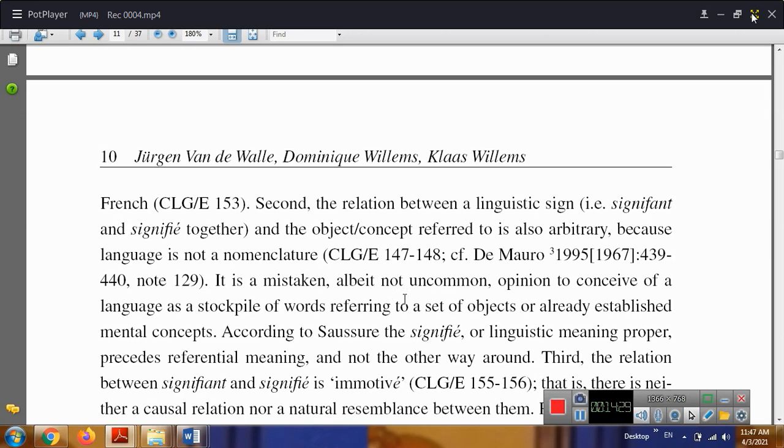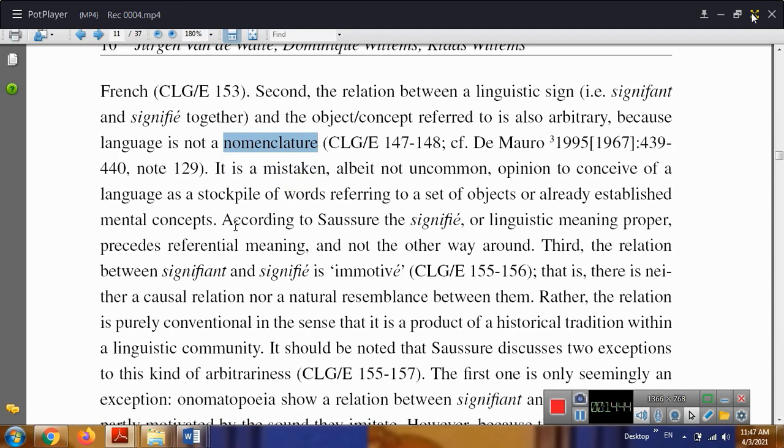It is a mistaken, albeit not uncommon, opinion to conceive of a language as a stockpile of words referring to a set of objects or already established mental concepts. Okay, we told you that language is not a nomenclature. According to Saussure, the signified, or linguistic meaning proper, precedes referential meaning and not the other way around.